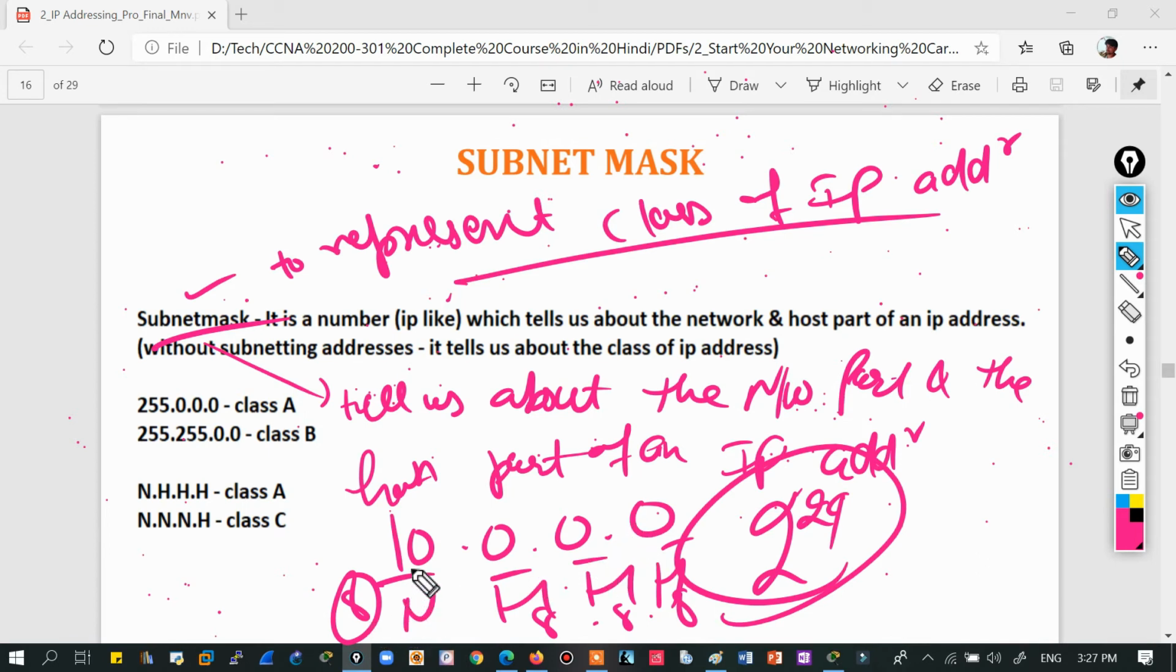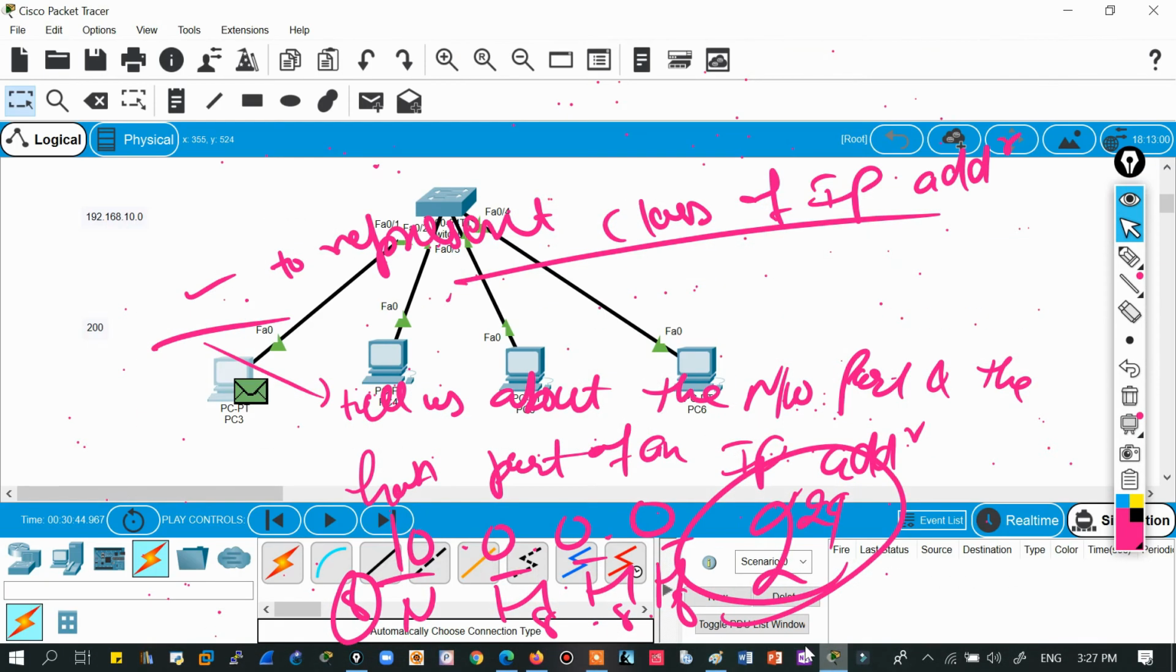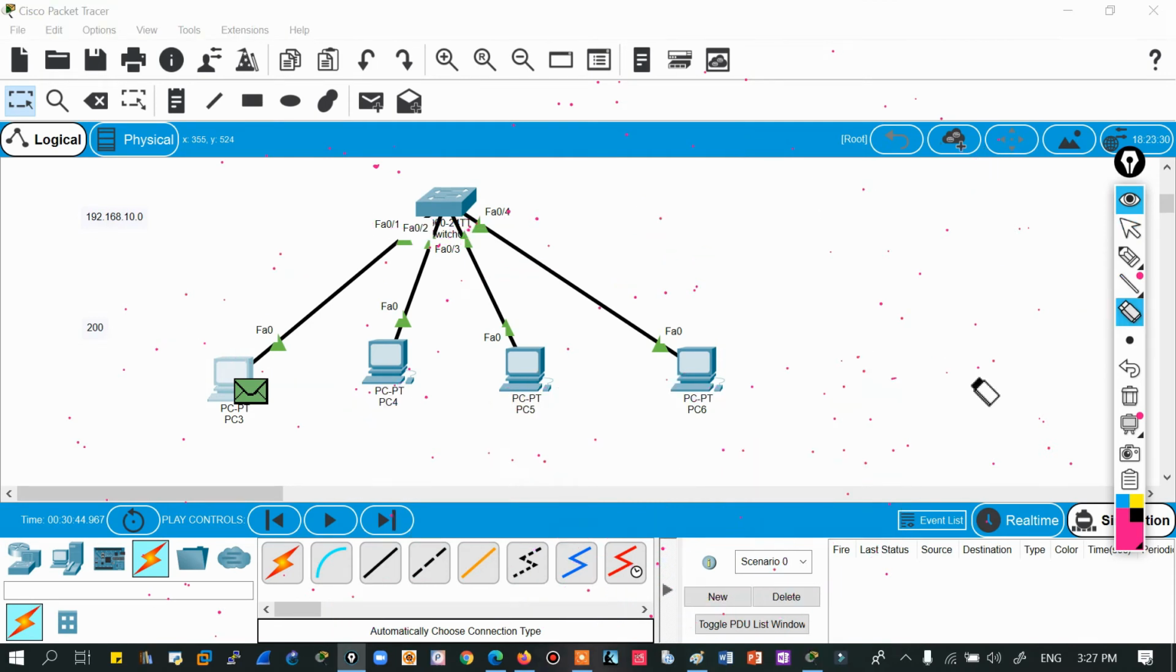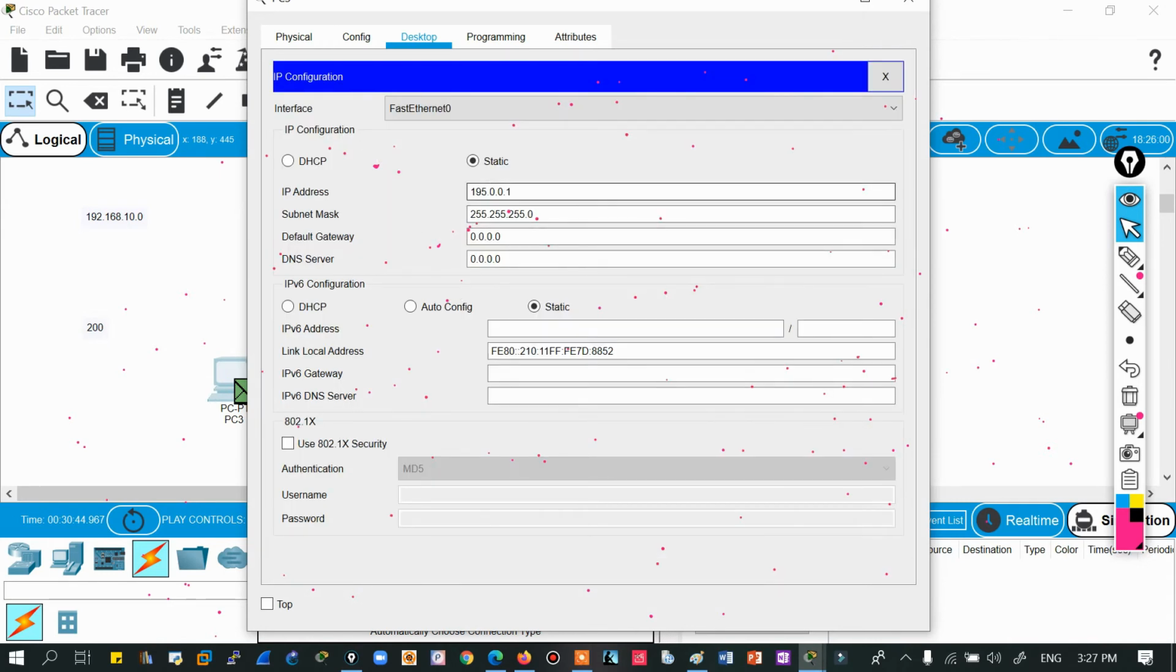So how is this defined? How does this PC identify that this is class A, class B, or class C? This PC has no other idea. When I assign an IP address on this PC, it doesn't know about 195. It looks only at the subnet mask and converts it into binary, so there should be 24 ones and 8 zeros. Then it identifies, okay, it looks like a class C address, with this part reserved as network and this as host.